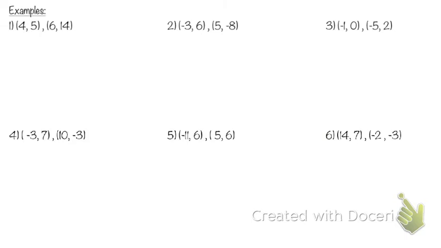So we're going to have these 2 points, (4, 5) and (6, 14). Those are two coordinate pairs. And we're going to find the slope between these two. Well, a moment ago we said m is equal to y2 minus y1 over x2 minus x1.